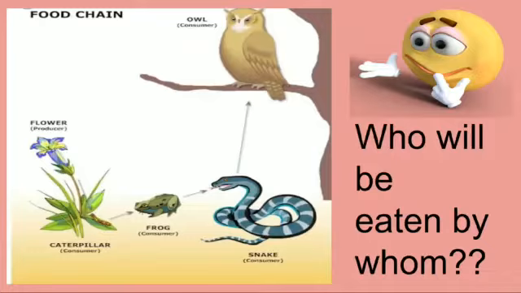So the plant will be eaten by the caterpillar. The caterpillar will be eaten by the frog. And the frog will be eaten by the snake. And obviously the snake will be eaten by the owl. So see, the plant is giving food to all. The plant is the producer and all the rest are dependent on others for their food. That is why they are the consumers.